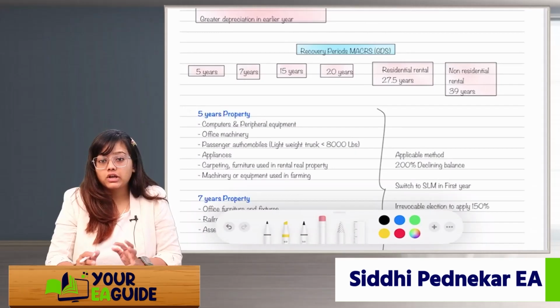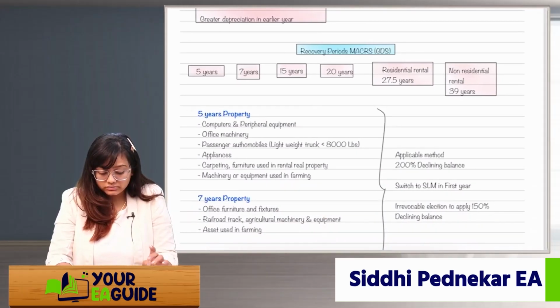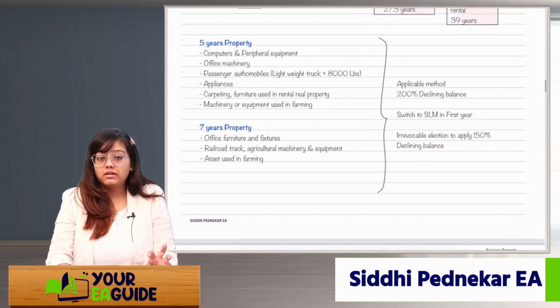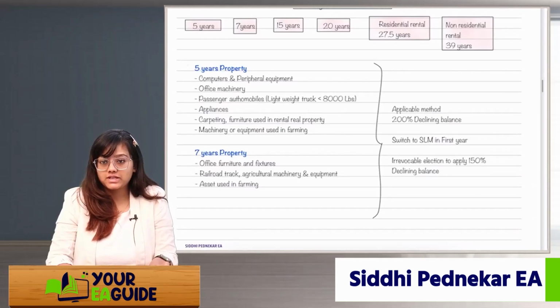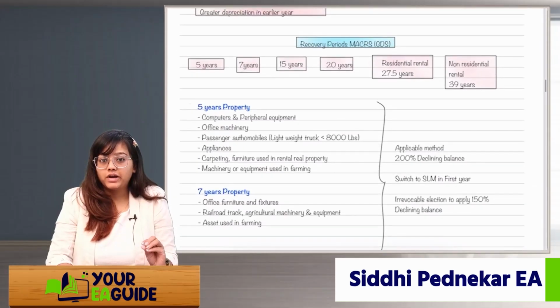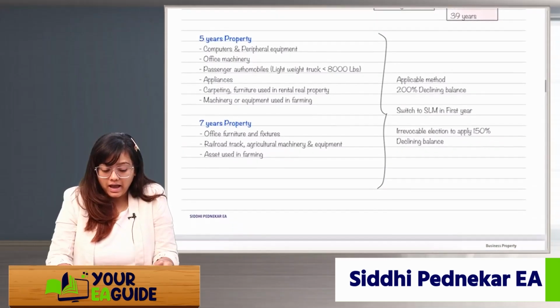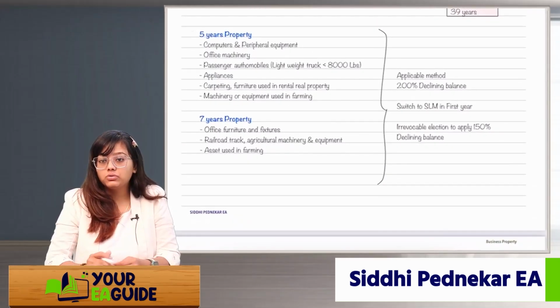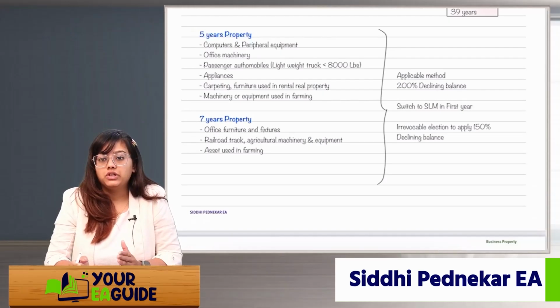Next is machinery or equipment used in farming. As you select the class for this asset, it will automatically take 5 years as the useful life. And here you can use 200% declining balance.